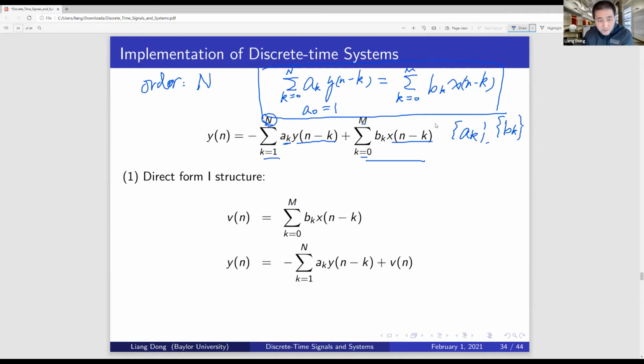And from the previous analysis, we know we have two different structures. The direct form one structure looks like this. We have a feed forward network that gives me an intermediate result of v[n]. Then I use a feedback network here, so v[n] is put in here. Then I have a feedback loop for all the y's. Putting those two together gives me exactly the same difference equation here.